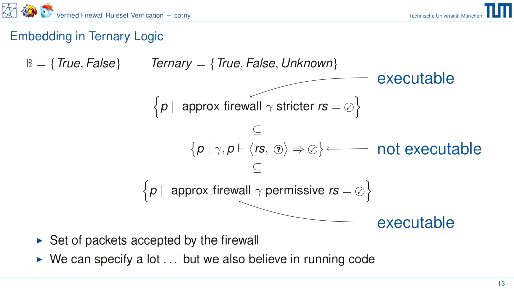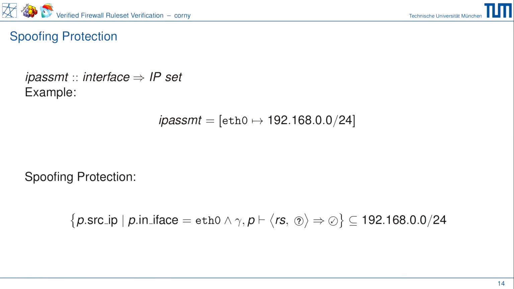So I said I will explain to you how we get spoofing protection in the end. Let's look at spoofing protection. Let's first specify what spoofing protection is. Let's say we have an IP assignment there. ETH0 belongs to the IP range 192.168.0.0/24. So what does spoofing protection mean? It means for any IP packet that enters ETH0, the source IP must be in this 192.168 IP range.